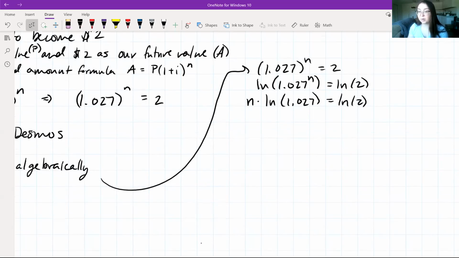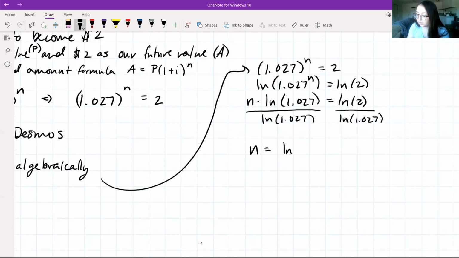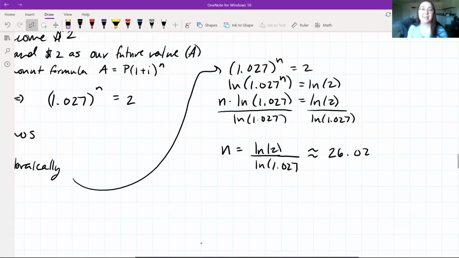And now, just to solve for n, we're going to divide each side by the natural log of 1.027. So now we know that n is equal to the natural log of 2 divided by the natural log of 1.027. I invite you to calculate this on your own, and if you do, you should end up getting 26.02, or we can say about 26 years in this case.